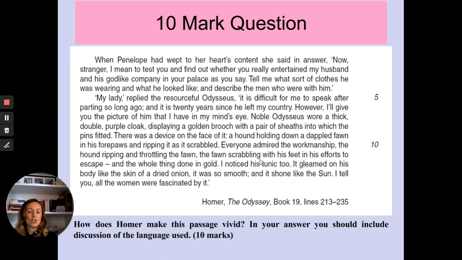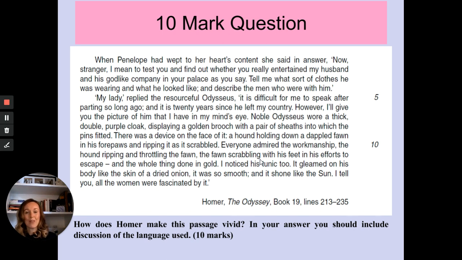Similarly, with it shone like the sun, capital S. In the ancient world, the sun is a god. It is a divine being. And that's really the connotation that I wanted you to take out of that. And again, to think of that contrast between Odysseus that is sat in front of Penelope and his current appearance, and godlike Odysseus, which is his usual epithet.